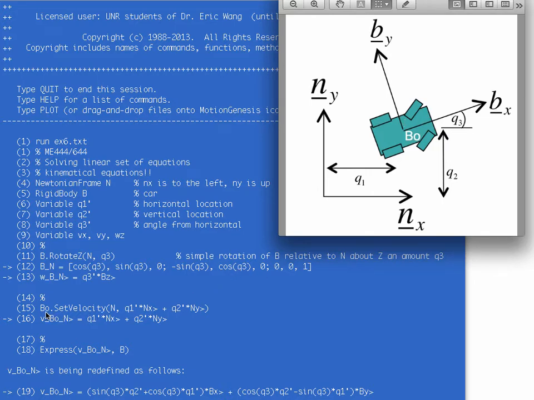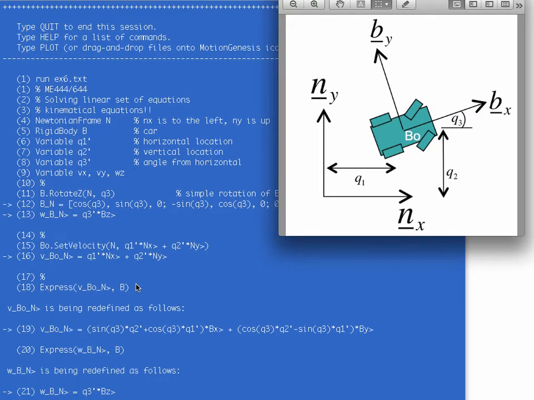All right, I'm going to set the velocity, as we know, velocity of O, because I defined q1 and q2 as a position based off of the position of the mass center of the body. So it's going to be q1 dot Nx and q2 dot Ny, just by observation. And so it goes out and spits it back to me.